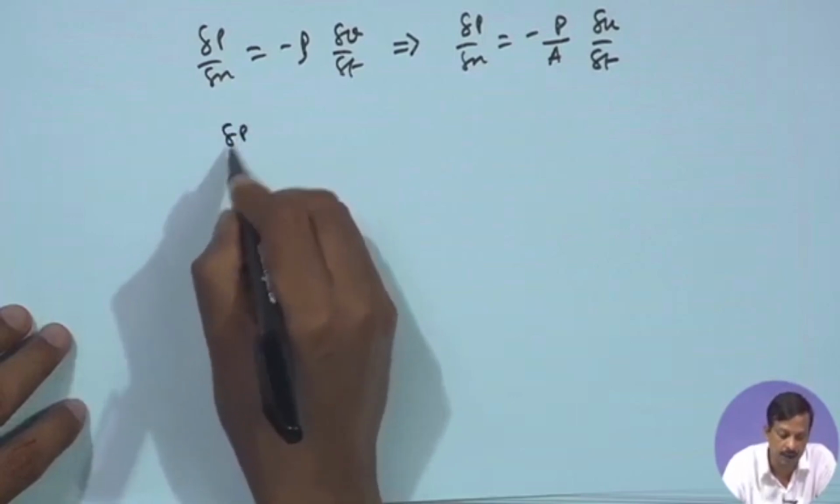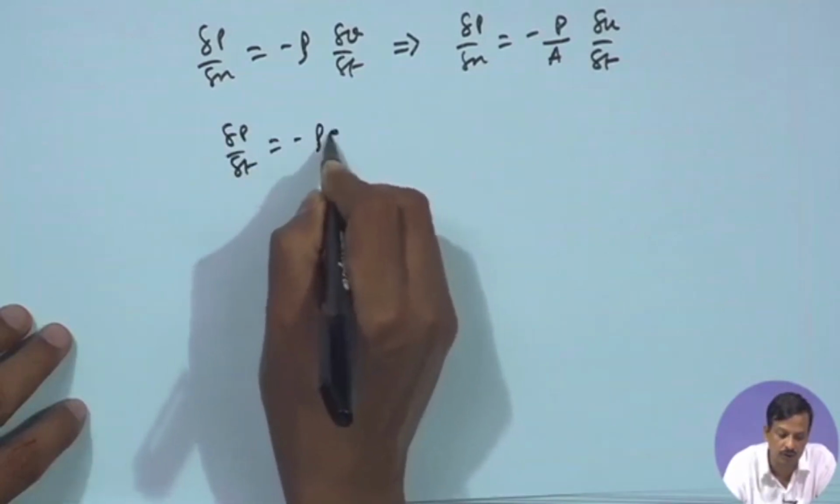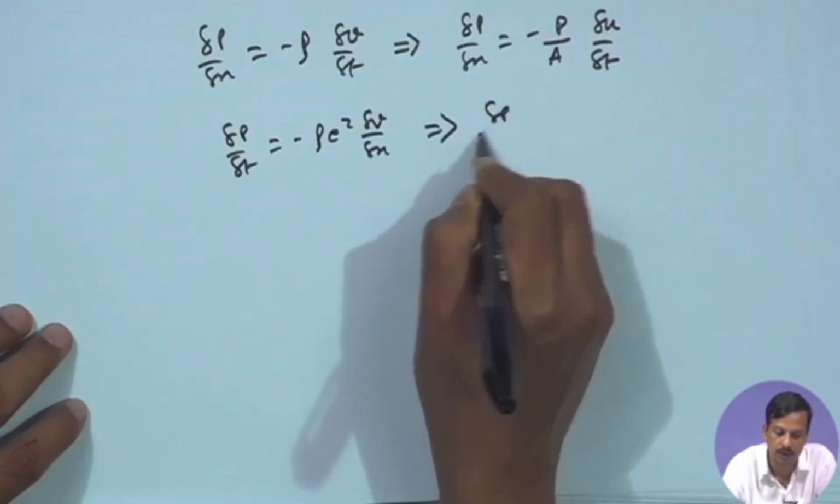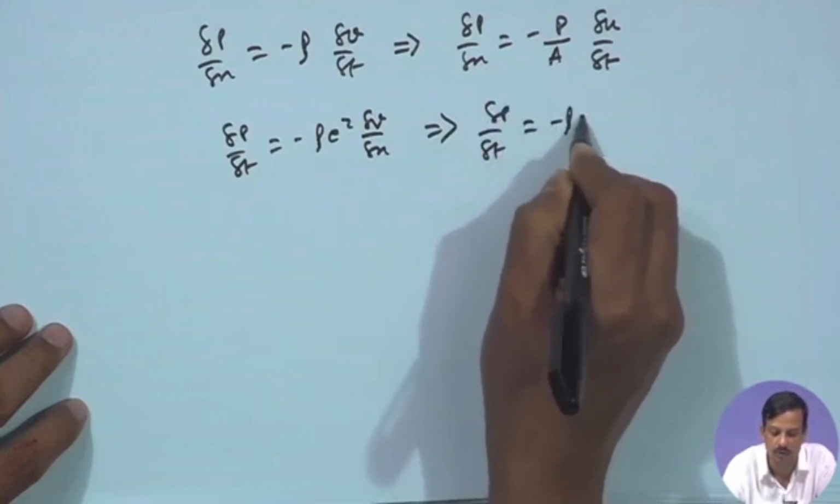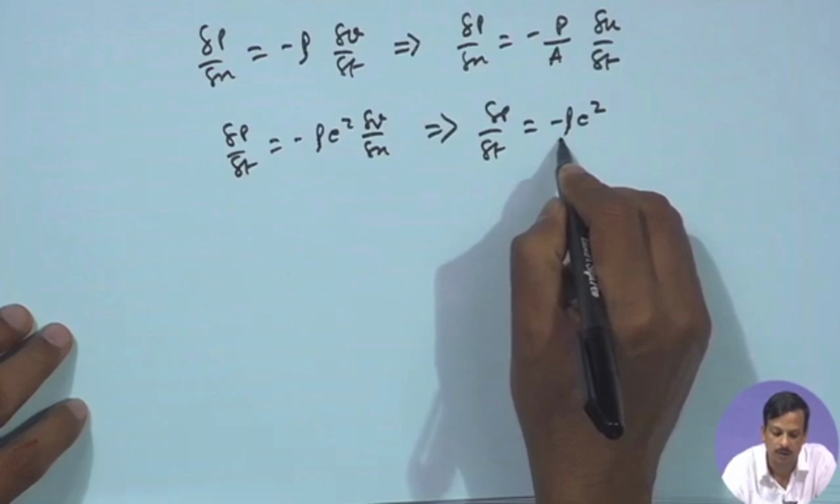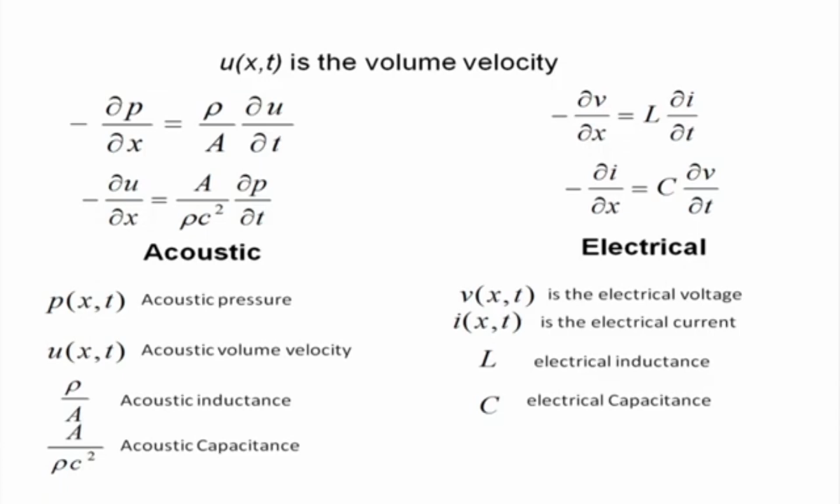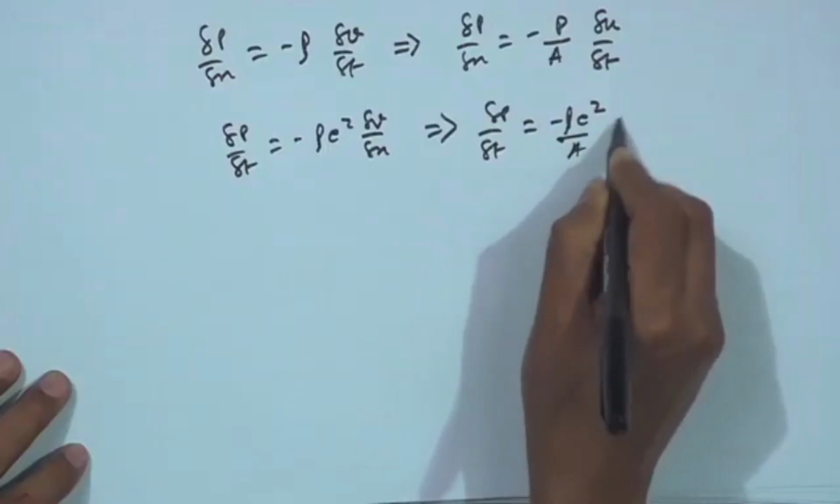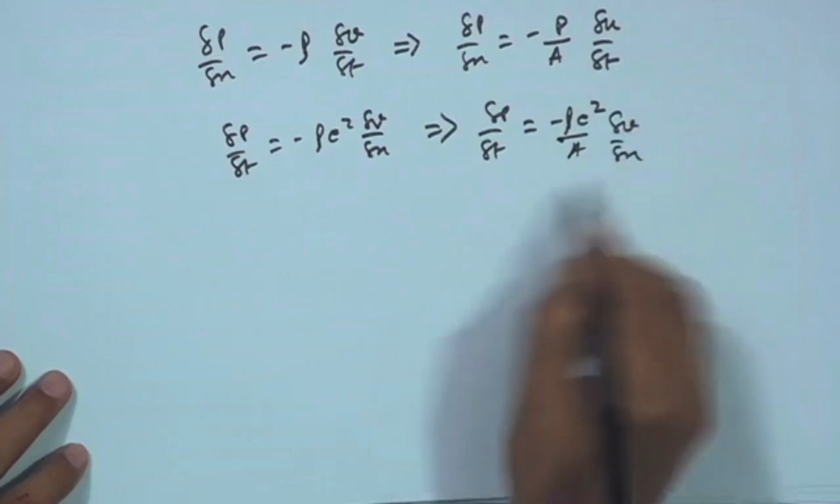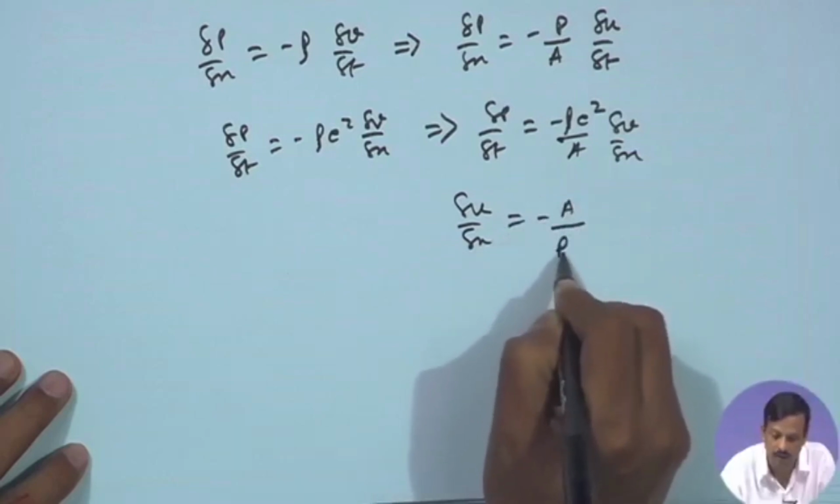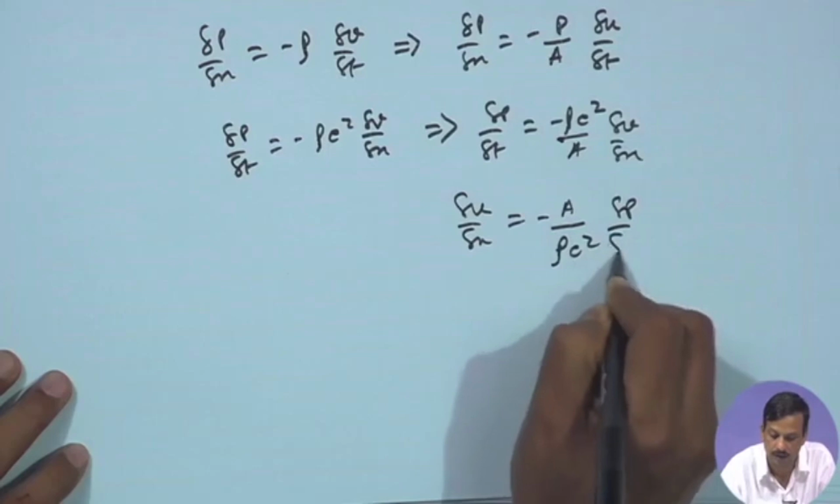Similarly, del P by del t is equal to minus rho c square del v by del x. This will become, sorry, this is del U by del t, not del P. Del U by del x is equal to minus A by rho c square del P by del t.